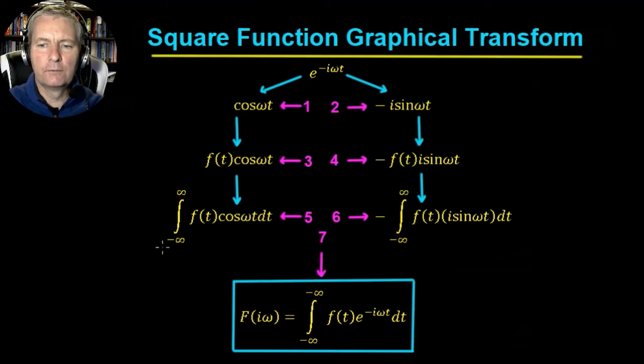We then integrate from minus infinity to infinity of that function f of t times cos omega t dt, and the minus integral from minus infinity to infinity of f of t i sin omega t dt, and those are going to be shown in graphs 5 and 6. And finally, when we add both of those together, we're going to get our Fourier transform, which is F of i omega, which equals the integral from minus infinity to infinity of f of t e to the minus i omega t dt. And this is going to be shown in figure 7.